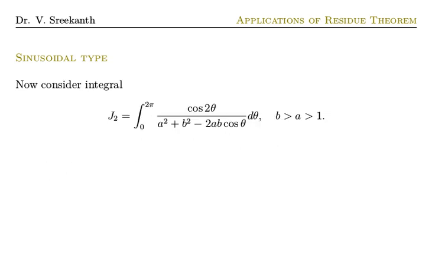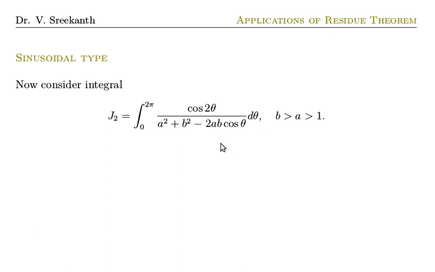Now let's consider this integral, from 0 to 2 pi of cos 2 theta over a square plus b square minus 2ab cos theta, d theta, with the condition that b is greater than a and a is greater than 1. Clearly this is a rational function, the limit varies from 0 to 2 pi, and the integration variable is d theta.